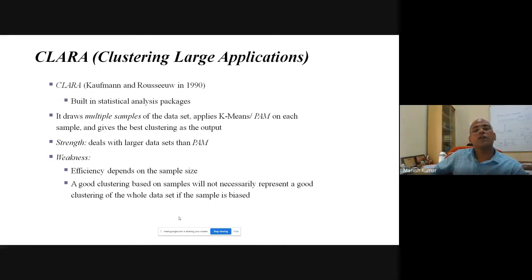So simply, CLARA says that you take multiple samples from the whole data and apply these algorithms, and then whatever clusters you get will serve your purpose. So that is what we do.